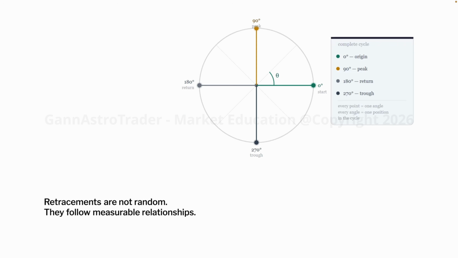Gann viewed markets through geometry and proportion. He did not treat retracements as arbitrary percentages. He understood that movement follows measurable relationships. Using cosine aligns with this idea because it derives levels from geometric structure, not assumption.